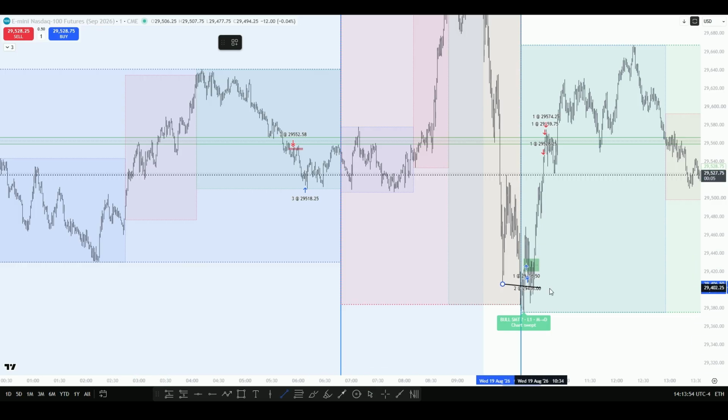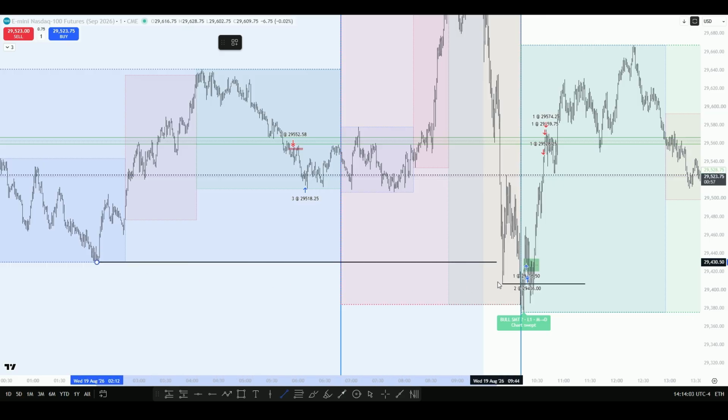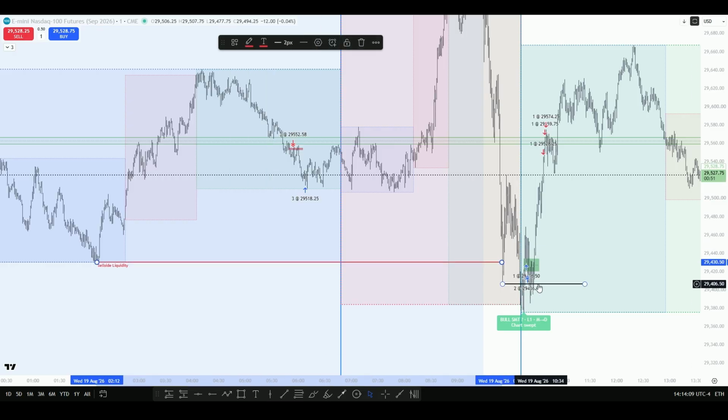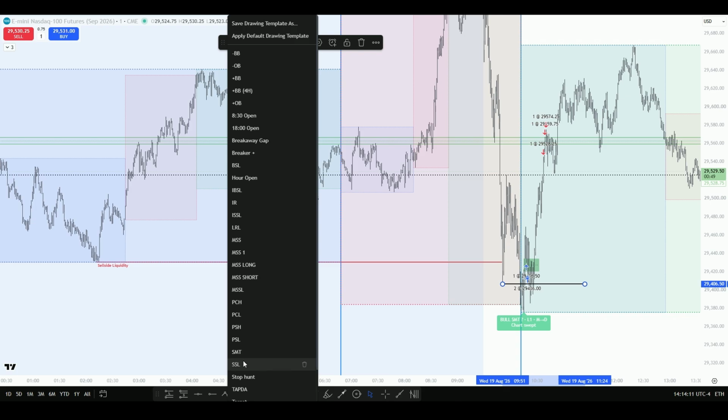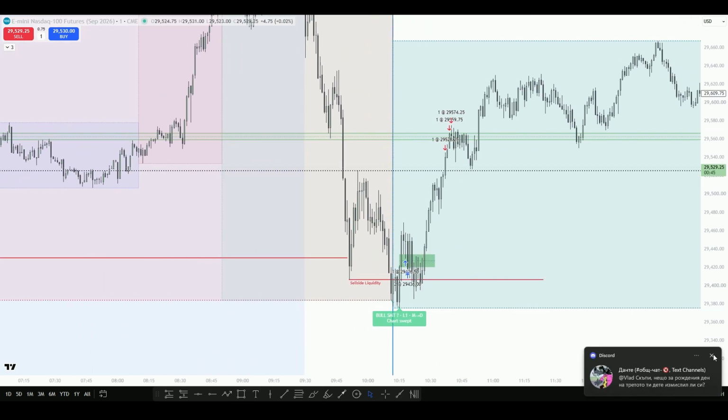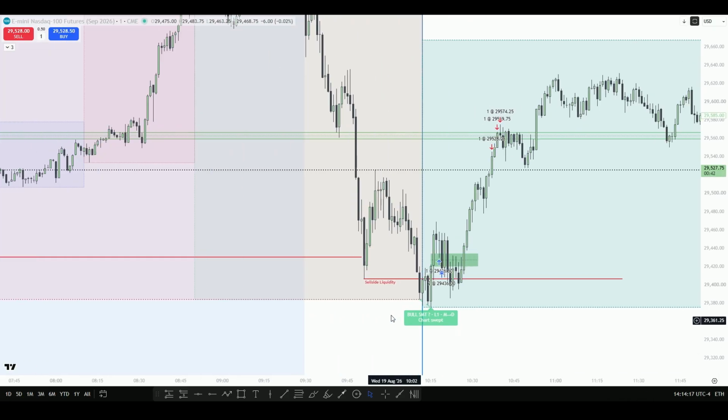Okay, so we took these and these liquidity levels. Okay, let's mark it with sell side liquidity. So when did we do that?